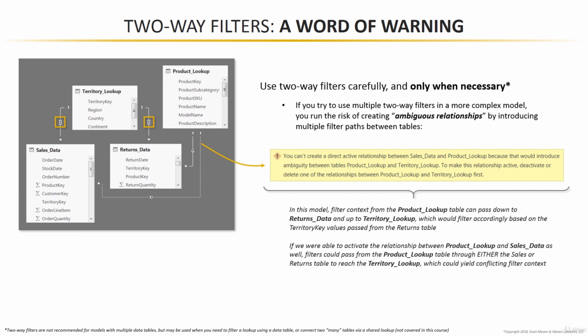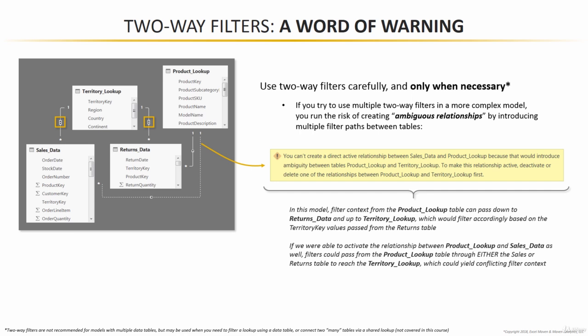So what we've done in this hypothetical situation is pass two conflicting sets of filter context to that same territory lookup table. The returns data table is telling the territory lookup that the only territories that exist are 7 and 8, and the sales data table is passing along different information and saying that territories 1, 2, 3, 7, and 8 are the 5 territories that exist. So that's what we mean by ambiguity.